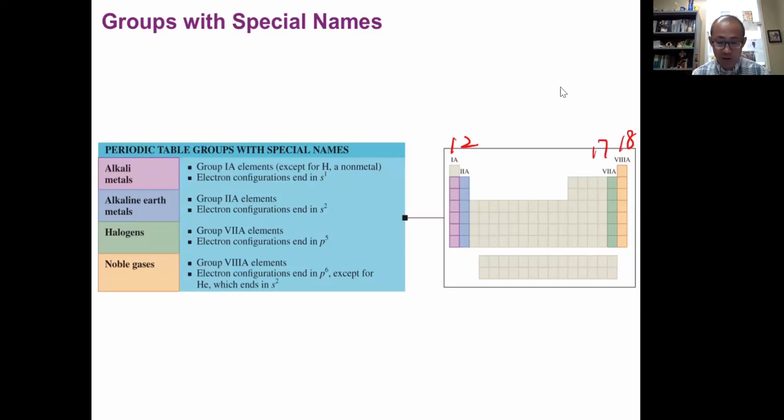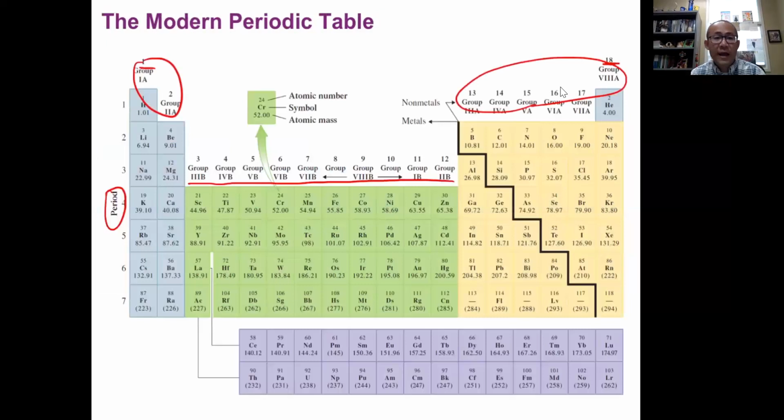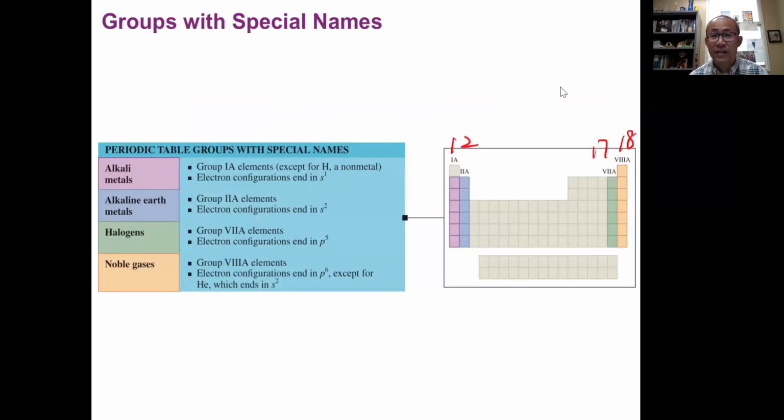So make sure, again, you can double check the periodic table. 1A, 2A is 1 and 2. 7A, 8A is 17 and 18 group. These 4 groups are so special, we even give them names of the group. And then we're going to briefly take a look at the elements in these groups. The names are alkali metals for group 1, alkaline earth metals for group 2, halogens for group 7A, and noble gases for group 8A.